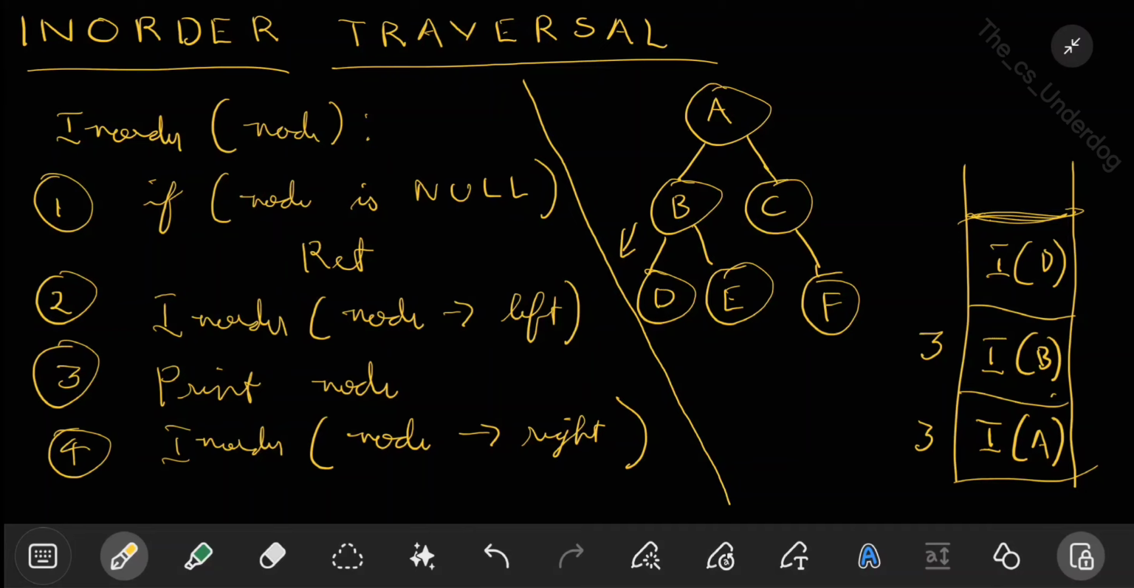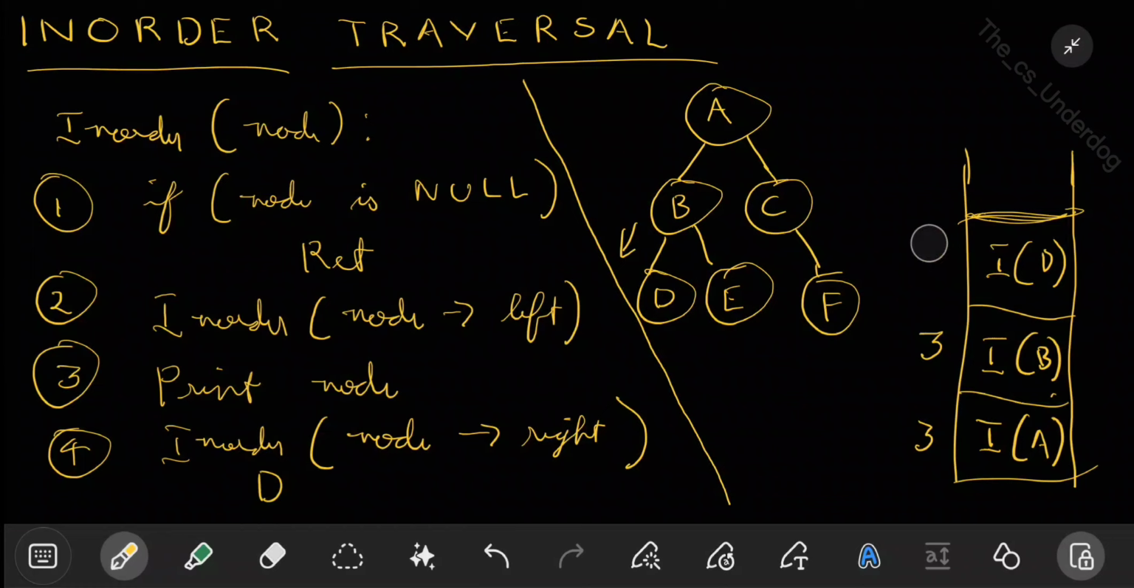Okay. So in D, I'll execute the first step. I'll check whether it is null. It is not null. I have to go to node pointing left. What is node pointing left of D? There is nothing in the left of D, which means it will call in-order with a null entry. When it is null, in the first step itself, it will return and come back. So this entry will be popped off. After this is popped off, I'll again go to D. What is the third step of D? In the third step of D, I have to print the node. So I'll print D. I have printed D.